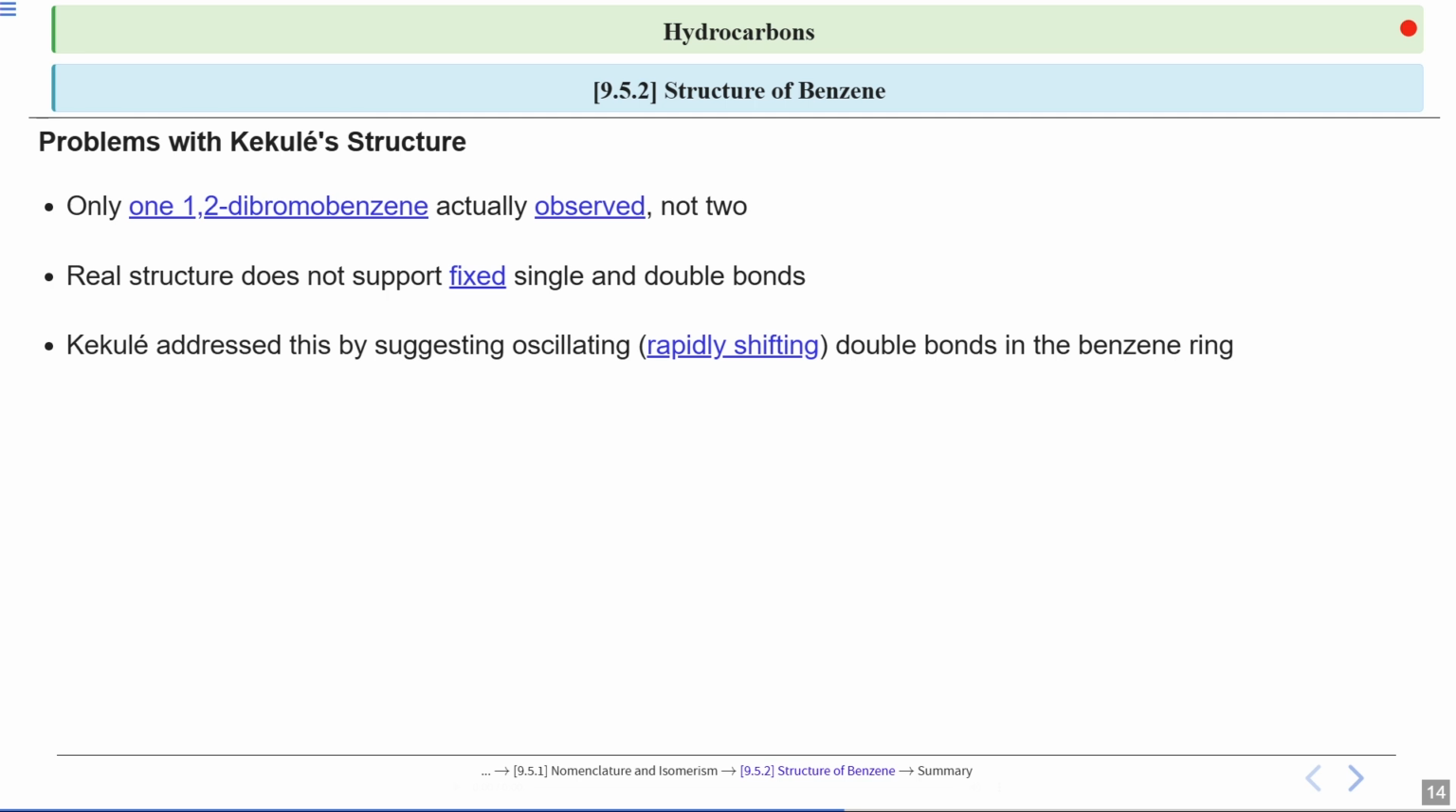This idea was an attempt to explain why all the bonds in benzene are equal. Here you can see a structure showing the shifting of double bonds in the benzene ring. Notice how the double bonds move around the ring, creating a sort of blurring effect. This helps us to understand Kekule's idea of oscillating bonds. But we will see that even this doesn't fully explain benzene's properties.